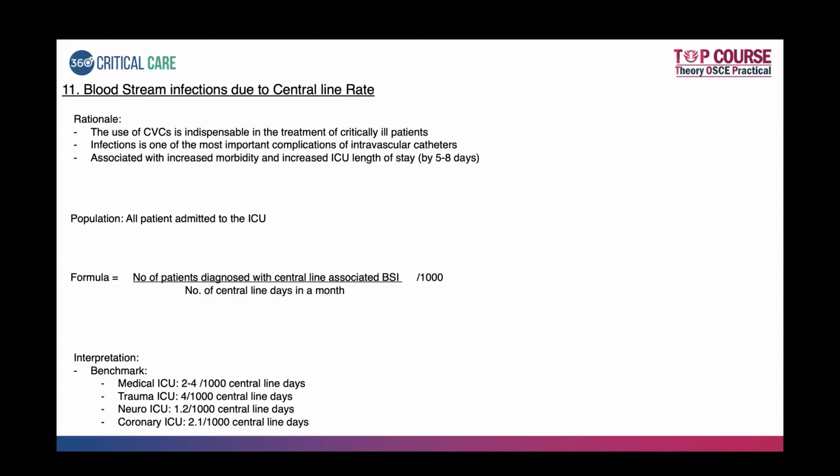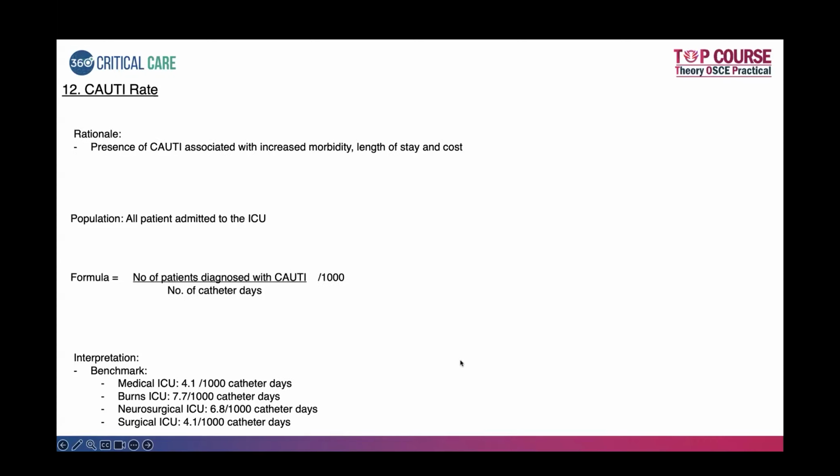So the number of patients who are there with the central line during your midnight census are taken into account. And at the end of the month, all these numbers are averaged, and that would give you your denominator. So for benchmarking, usually in medical ICUs, 2 to 4 per 1000 central line days is taken as the benchmark. For trauma ICU, it is 4. Neuro ICU, it is 1.2, and coronary ICU, it is 2.1. So 2.4, 4, 1.2, and 2.1.